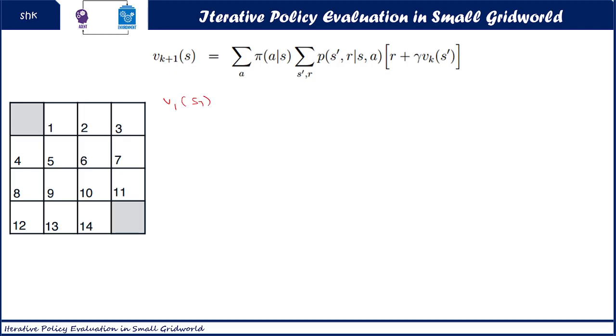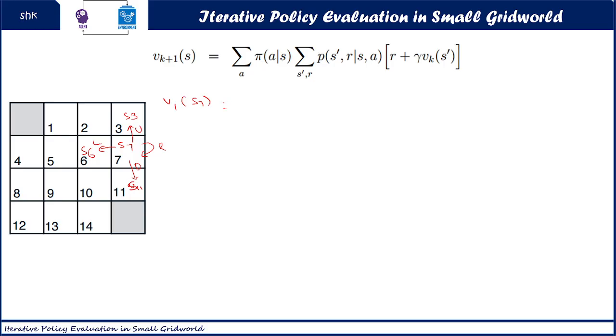When we are in the S7 state, if we take a left action, we fall into S6. For the right side, we don't have any more state, so we fall into the same state, that is S7. For the upward action, the state transitions to S3. For downward, the state transitions to S11.